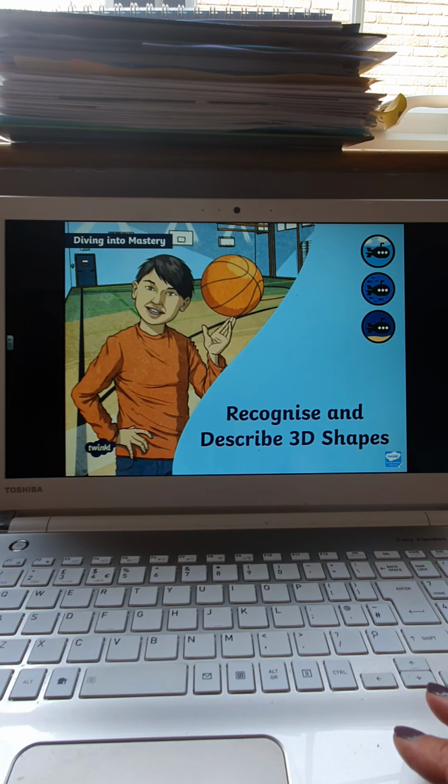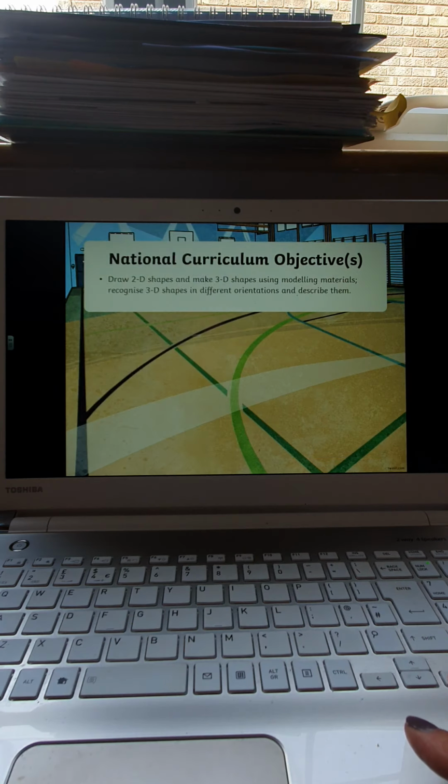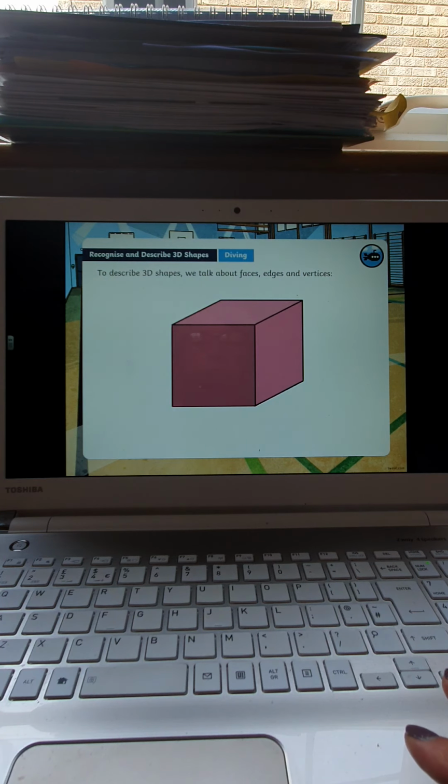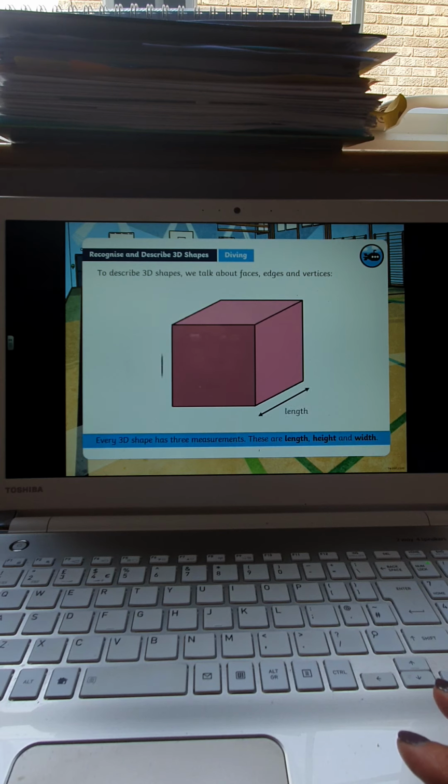Wednesday's PowerPoint is about recognising and describing 3D shapes. When we're describing 3D shapes, we talk about them having faces, edges, and vertices. Every 3D shape has 3 measurements. These are length, height, and width.